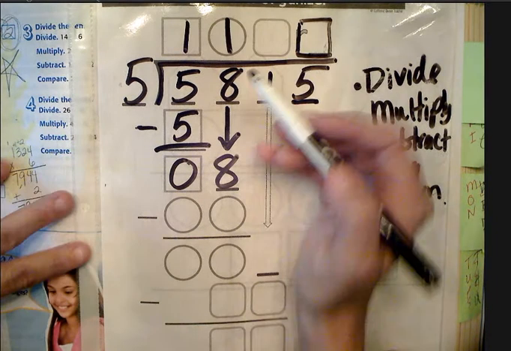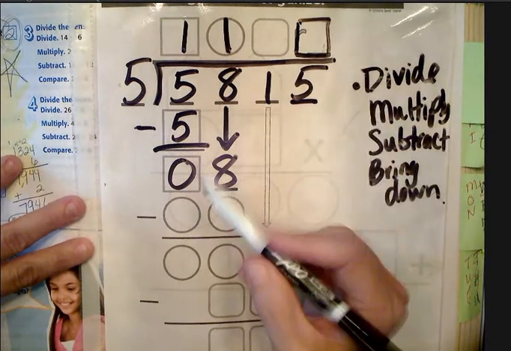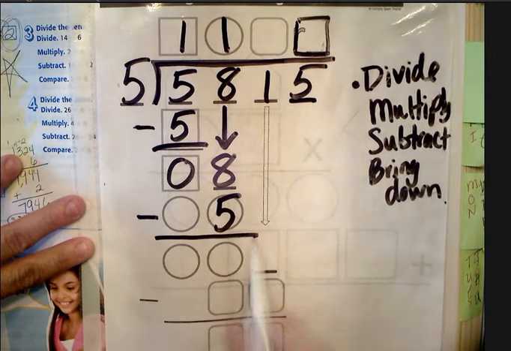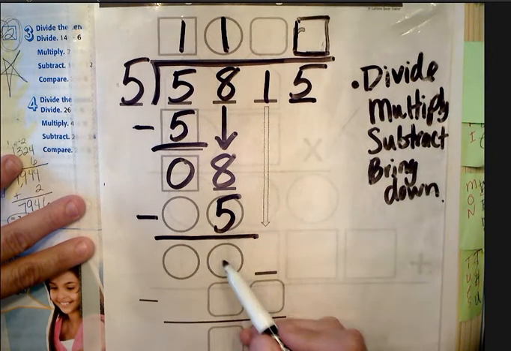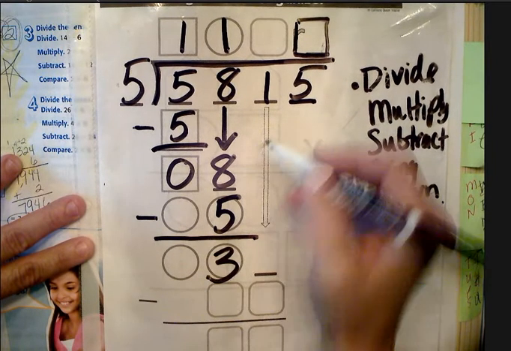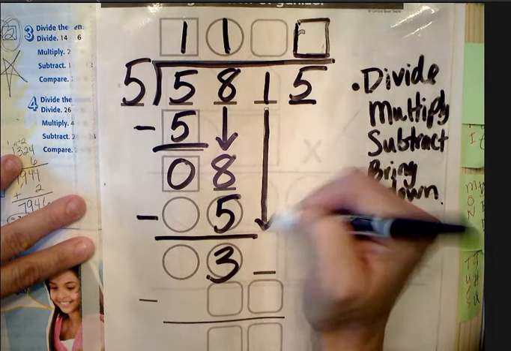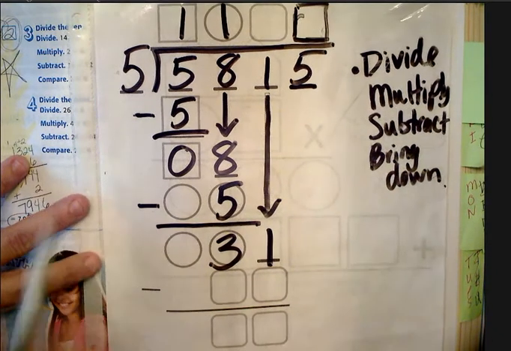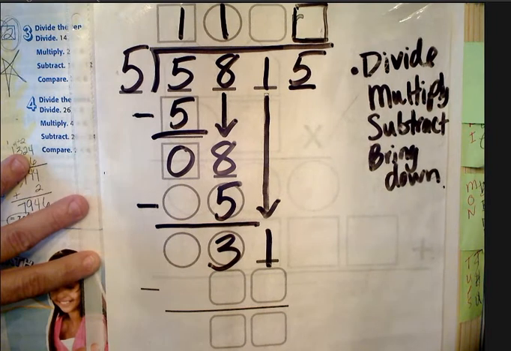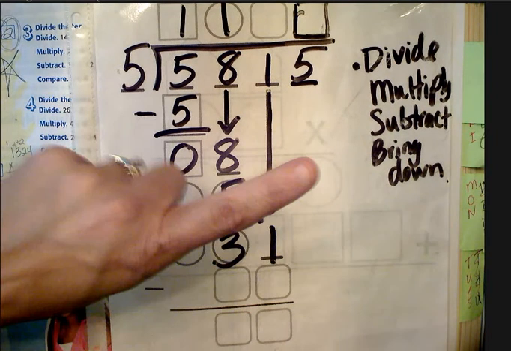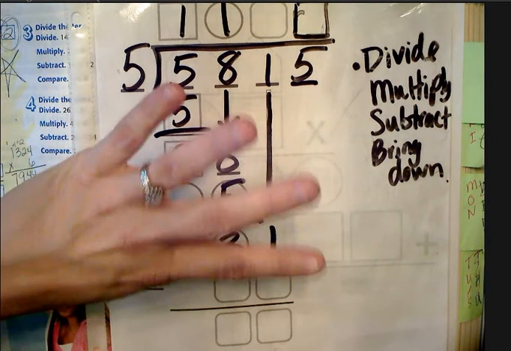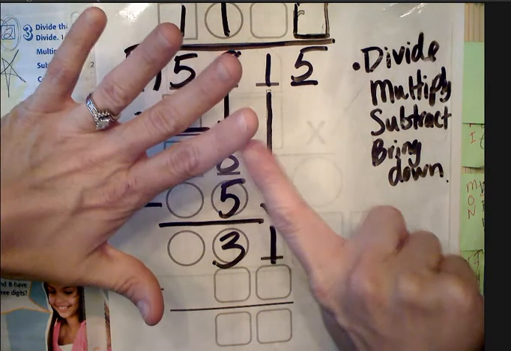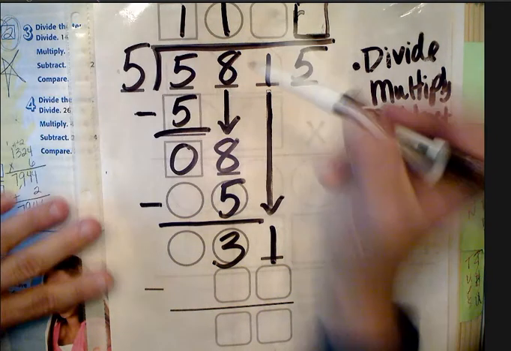So we're going to do our multiply. 1 times 5 is 5. Next step is to subtract. 8 minus 5 is 3. Next step, bring down. Bring down that 1. Now we're going to ask ourselves, how many times does 5 go into 31? 5, 10, 15, 20, 25, 30. 7 is 35. That's too big. So we've got 6 times.